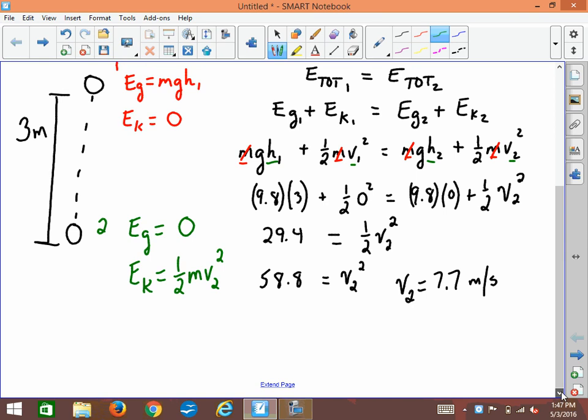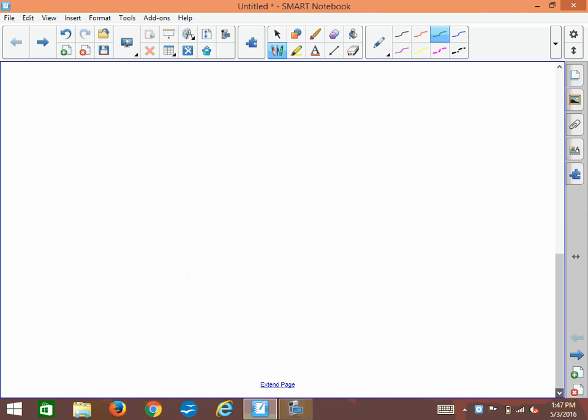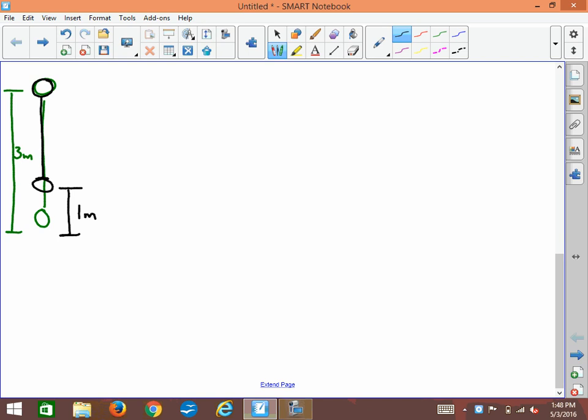Okay, let's take the same scenario and do another example. Let's take the same ball, and let's drop the ball, and it'll still be 3 meters. But this time, instead of dropping the ball all the way to the bottom, let's figure out what happens when the ball starts here and falls to this spot right here, which will be, let's go 1 meter off the ground. So that is our new position 2. So now we have position 1 at the top, and our position 2 is going to be what happens at 1 meter off the ground.